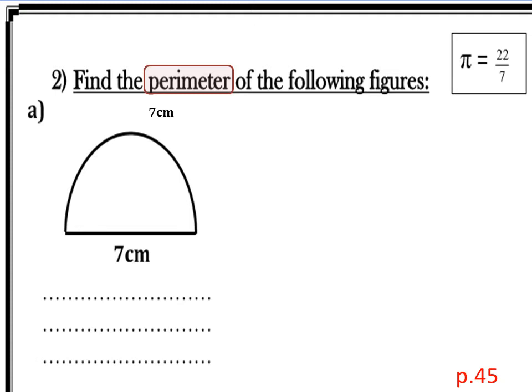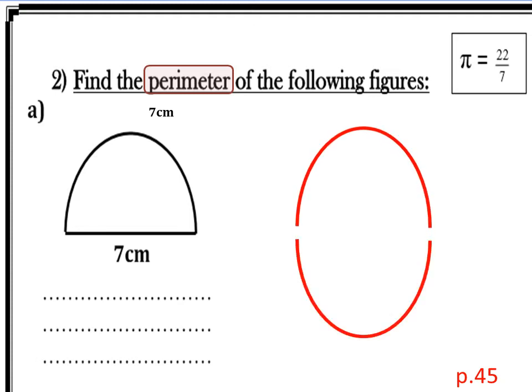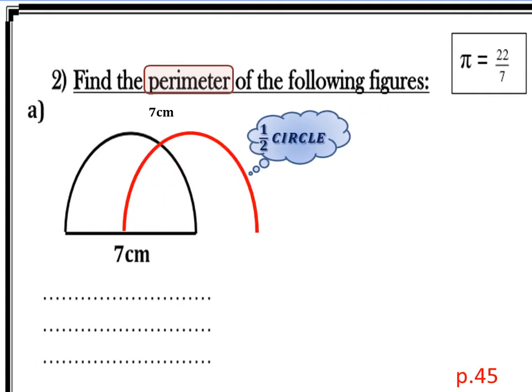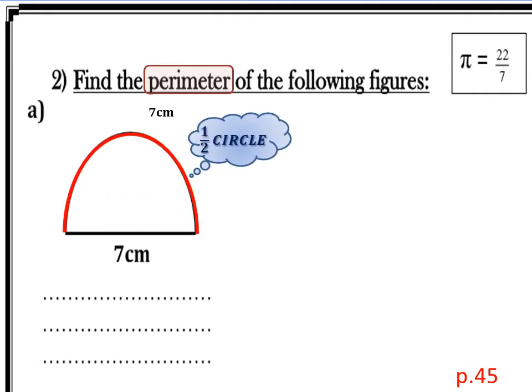Here we have two shapes. If we have a circle like this, when we cut it into two equal parts, here is a half circle and here also a half circle. So I'm going to take only one half. When we put it, it will be like this. So this curve is half a circle. And let's find the perimeter.